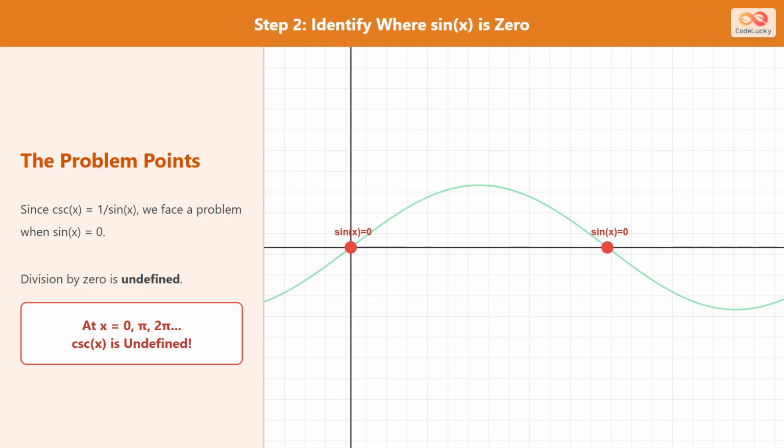Now we have to be careful. Since cosecant is 1 divided by sine, we run into a major issue whenever sine is 0. You cannot divide by 0 in mathematics. The result is undefined. On our graph, sine is 0 at 0, pi, 2 pi, and so on. These red points mark where the cosecant graph simply cannot exist.